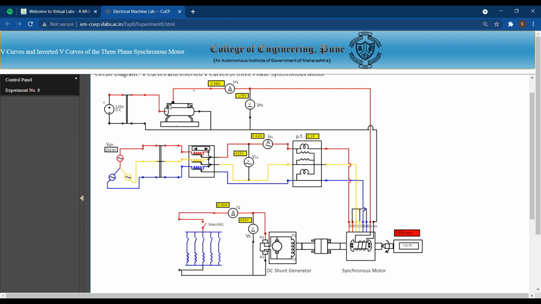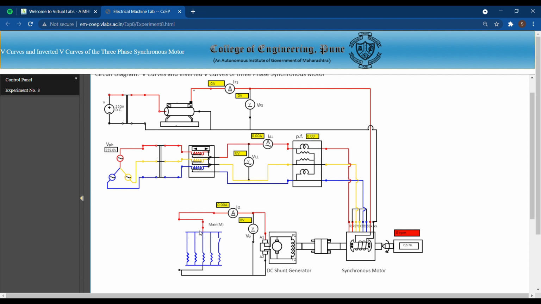After taking down the readings, gradually decrease the voltage applied to the synchronous motor by adjusting the variac. Also return the field rheostat to its initial position, which is maximum resistance position. Now connect resistive loads to the DC shunt generator.